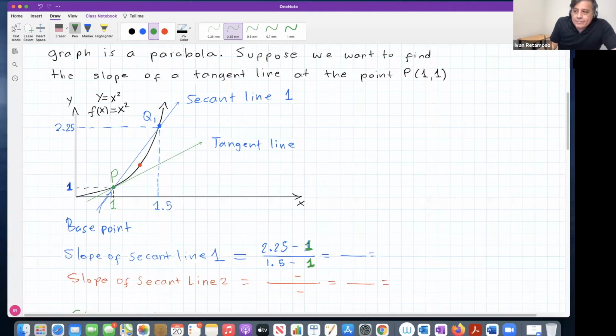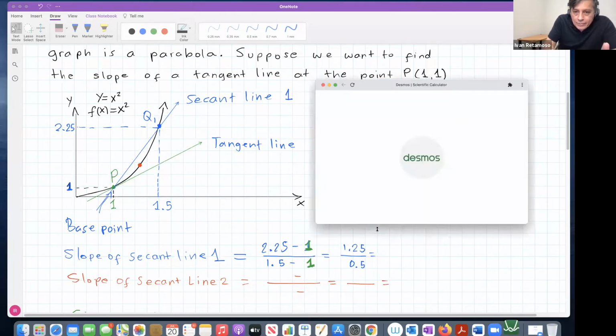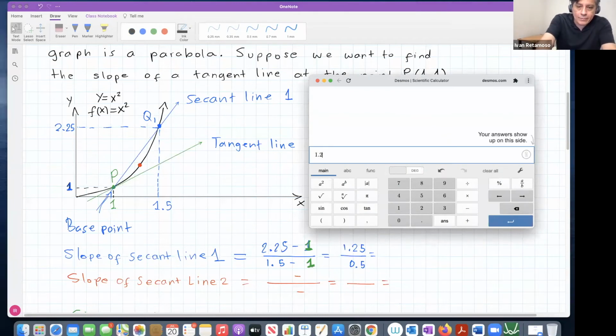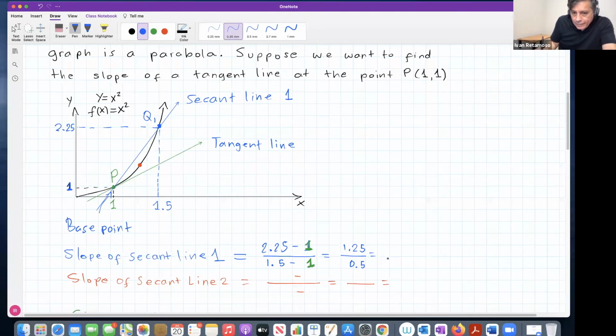2.25 minus 1 is just 1.25, right? And 1.5 minus 1 is 0.5. Now it's time to do this division. Use your scientific calculator of your choice, or the Desmos scientific calculator that I strongly recommend. It's free. The quotient is 2.5. So I successfully got the slope of this secant line, the one associated to base point P and Q1, secant line 1.